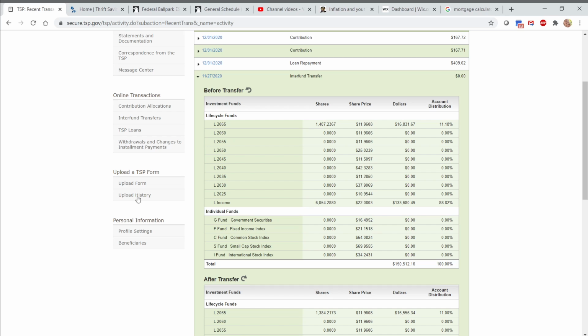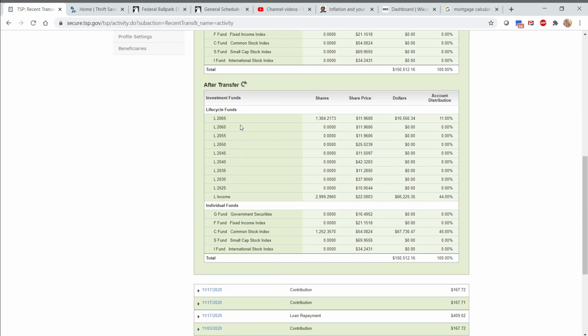Before the transfer, as you can see here, I was 88% in the L Income fund, which is the most conservative of the L funds, and 11% in the L 2065, which is the most liberal or most risky, if you want to put it that way. The transfer I did entailed me going from 88% in the L Income to putting 45% in the C fund, which is the S&P 500. I left 44% in the L Income, and I'm still 11% in the L 2065.